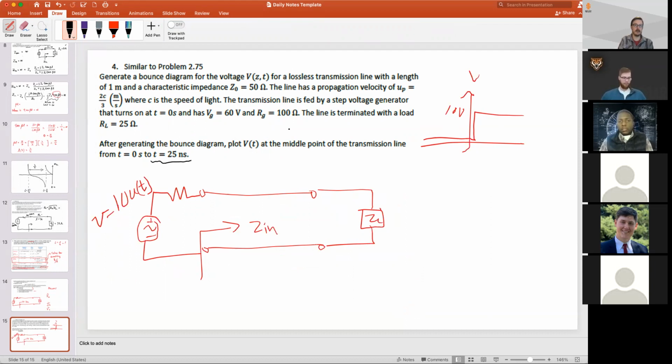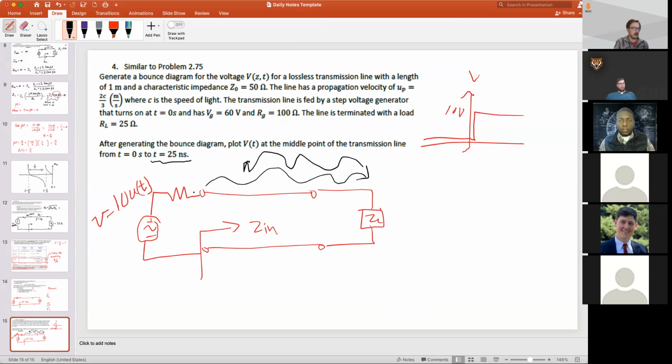This has a real physical line length, and it takes time for the wave to propagate down there. So the wave has to go down. And then what happens when you hit a mismatched load? What happens to some of the wave? Reflect. Yeah, some of it is going to reflect back.